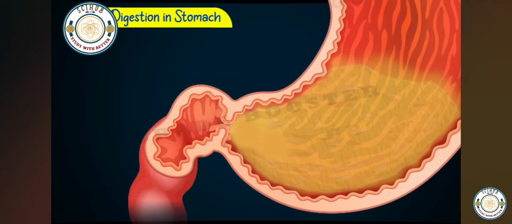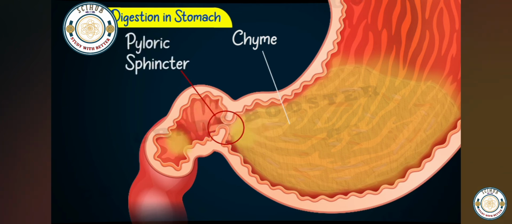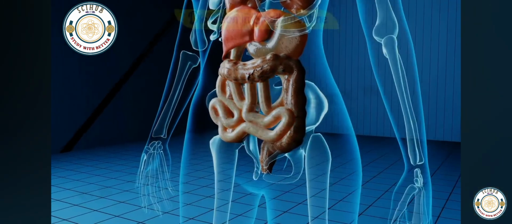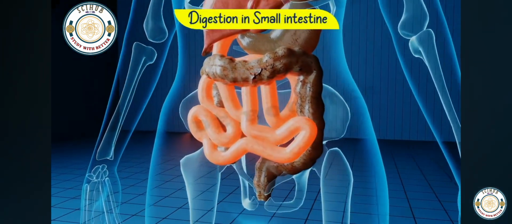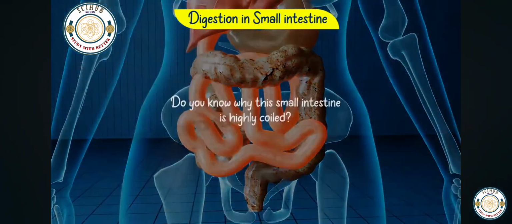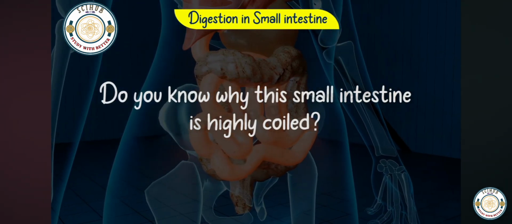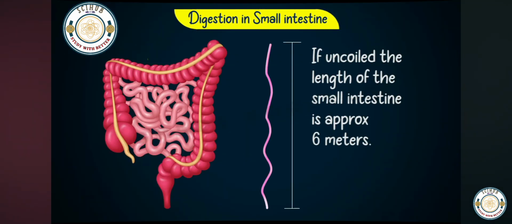The food that is partly digested in the stomach turns into a semi-solid paste called chyme. This chyme is released into the small intestine part by part by a sphincter muscle called the pyloric sphincter. Small intestine. The small intestine is a long coiled tube. Do you know why the small intestine is highly coiled? It is very much coiled to fit in a small space.